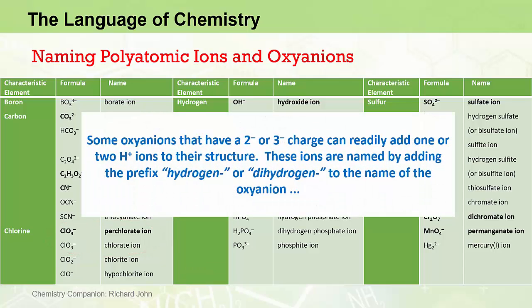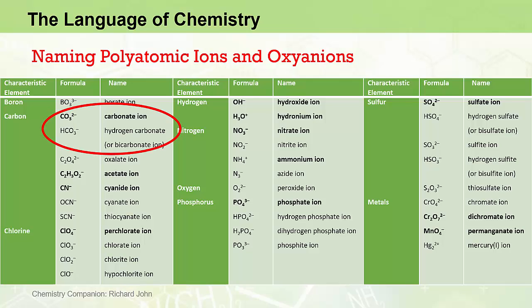Some oxyanions that have a 2- or 3- charge can readily add 1 or 2 H+ ions to their structure. These ions are named by adding the prefix hydrogen or dihydrogen to the name of the oxyanion. One example includes the hydrogen carbonate ion, HCO3-, also known by its historical name as the bicarbonate ion, which forms from the carbonate CO3 2- ion. And you should note that not only does the chemical formula change with the addition of the H+ ion, but also the overall charge increases by +1.